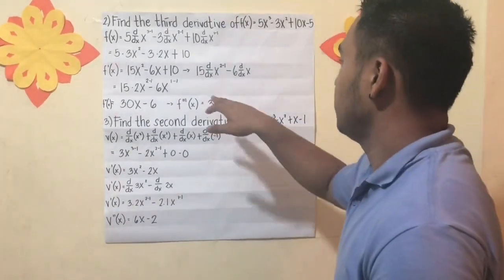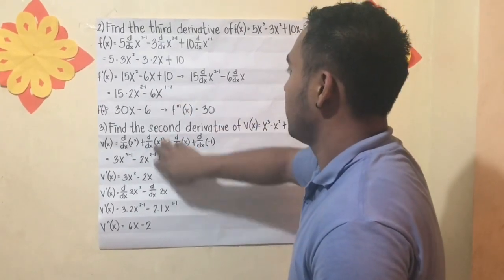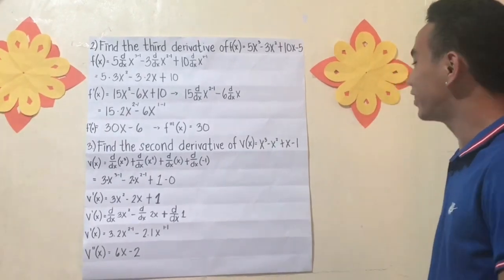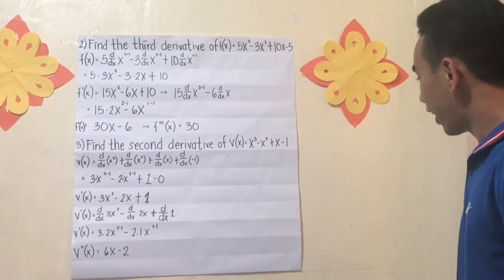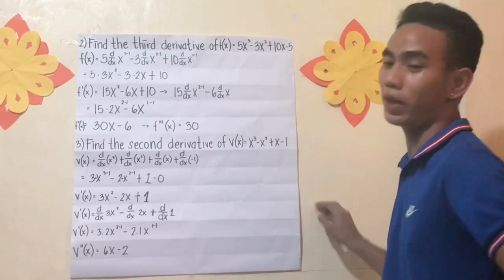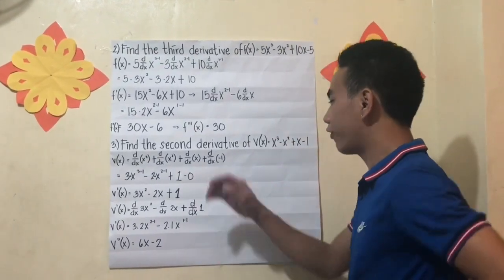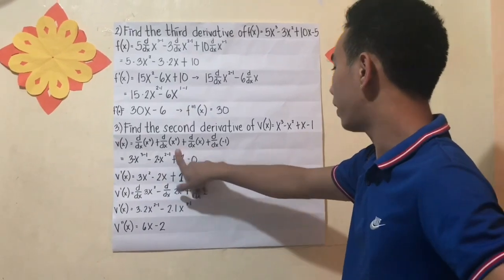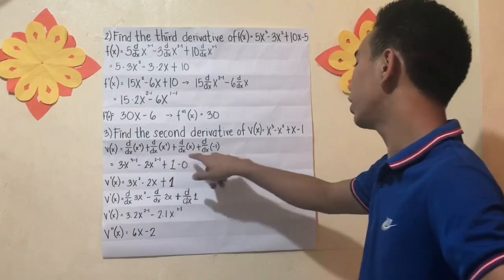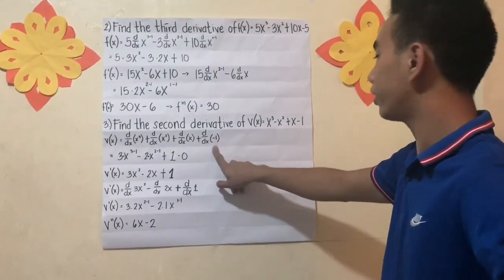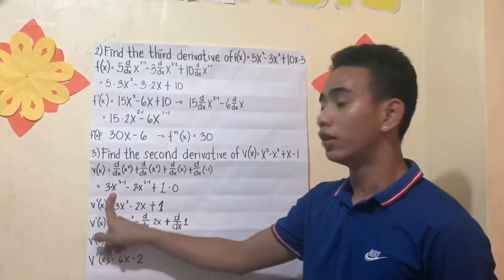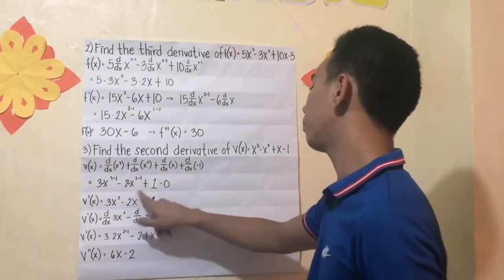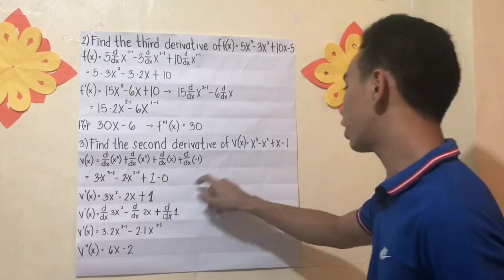Our final derivative is 30, because we use here the constant rule and the exponent of x is equal to 1 and we subtracted 1, so we come up with 30. Next example is, find the second derivative of f of x equals x cubed minus x squared plus x minus 1. f of x equals d over the derivative of x, quantity of x cubed, plus d over the derivative of x, quantity of x squared, plus d over the derivative of x, quantity of x, plus d over the derivative of x, quantity of negative 1. 3 times x raised to the 3 minus 1 minus 2 times x raised to 2 minus 1 plus 1 minus 0, following the constant rule.